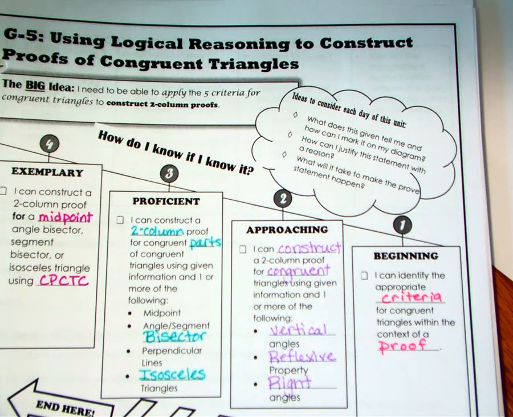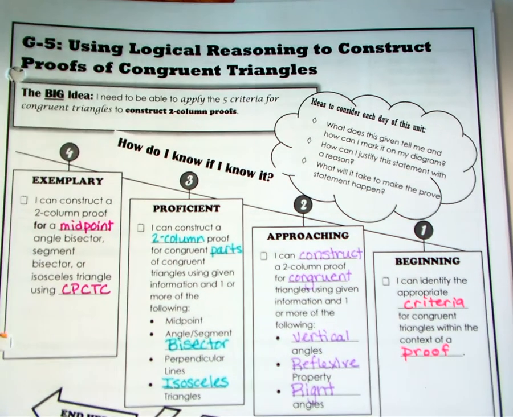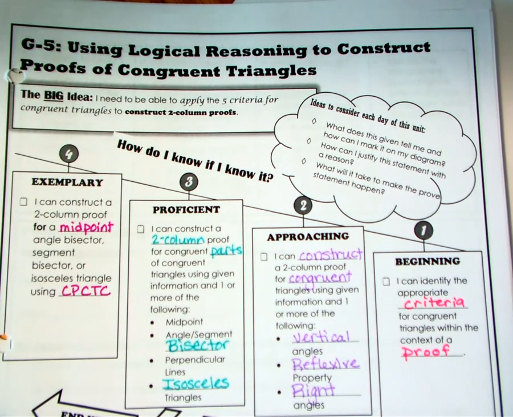Welcome back, Geometry, to continue our work on Standard 5, using logical reasoning to construct proofs of congruent triangles. So just a reminder, here are levels 1, 2, 3, and 4. A 1 is if you can identify the appropriate criteria for congruent triangles within the context of a proof.